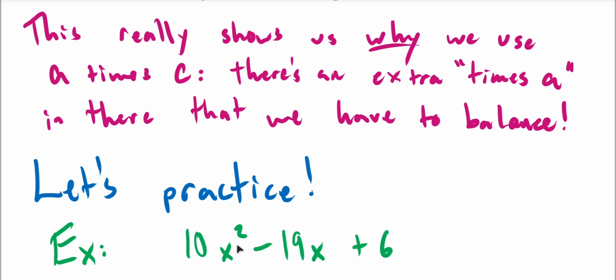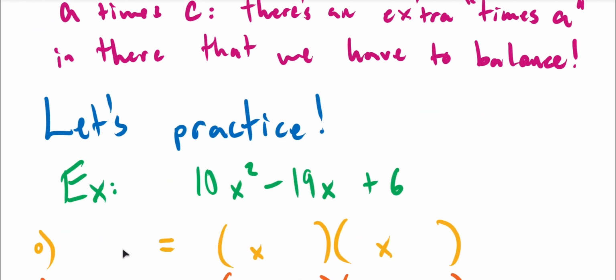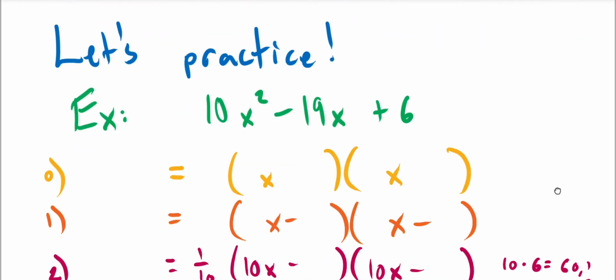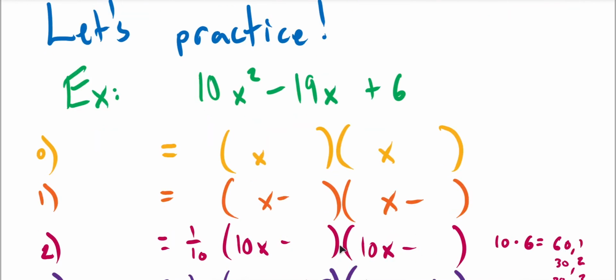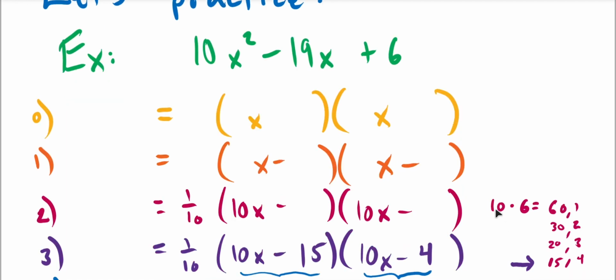Let's say we wanted to factor 10x squared minus 19x plus 6. The first thing I would do is set up my parentheses, leaving these little spaces when I deal with non-ones up front here. Then I would fill in my signs, same as before. Drop the minus sign down. What do I need to multiply by this minus sign to give me this positive in the end? I need another minus. Then I'd put 10 in each position, a 1 over 10 out front, and then I'd start to look at my factors of a times c.